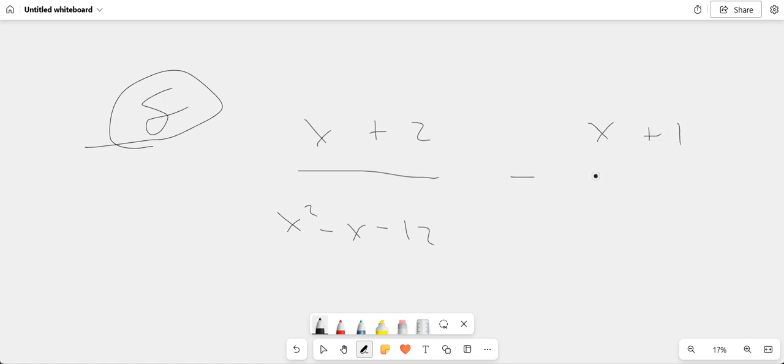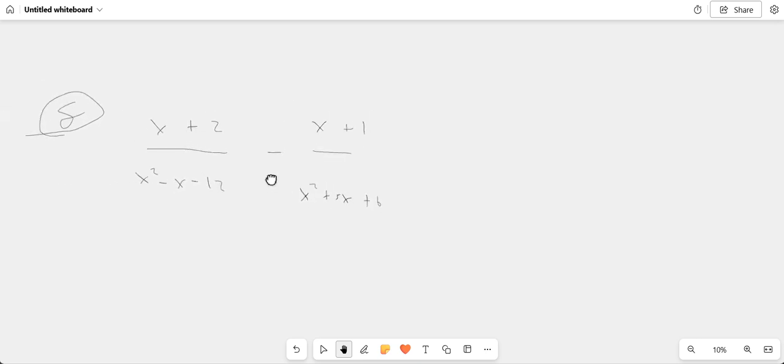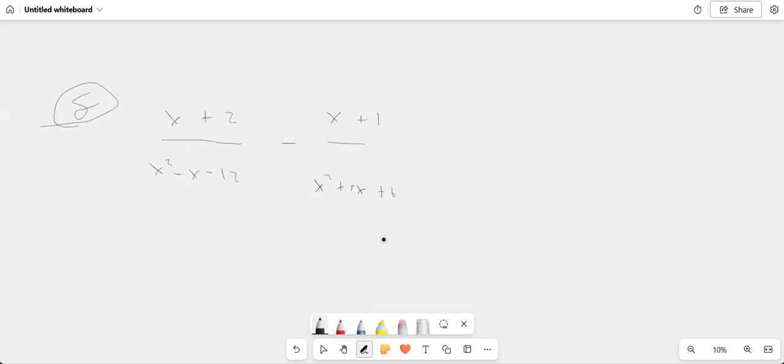Minus x plus 1 over x squared plus 5x plus 6. Yeah, trust me, you can pattern maths. You're gonna pattern it together. Just go through the videos. You know what I'm saying? Everything's gonna be calm. Got x plus 2 on the top here, standard, yeah.